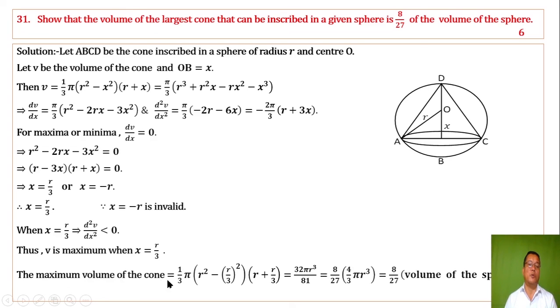The maximum volume of the cone is obtained by putting the value of x, that is r by 3, in this formula and evaluating. We get this, 8 by 27 times the volume of the sphere. Hence proved.